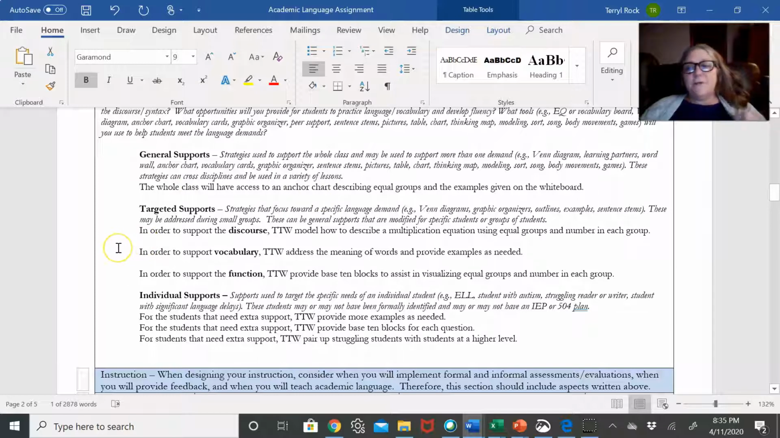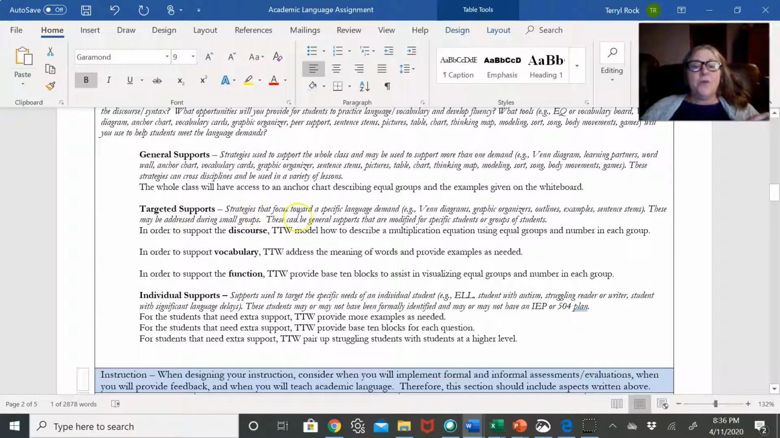Targeted supports are different because these are supports that are created or found and are used specifically to support one of the demands. And the demands are discourse, vocabulary, and function. So it's discourse or syntax, vocabulary, function. These are the language demands.